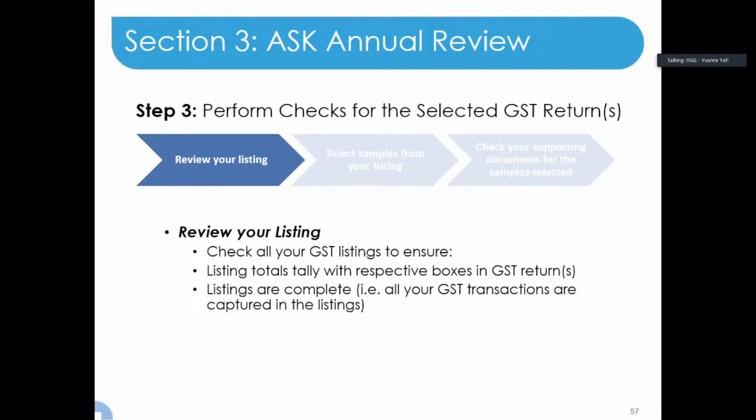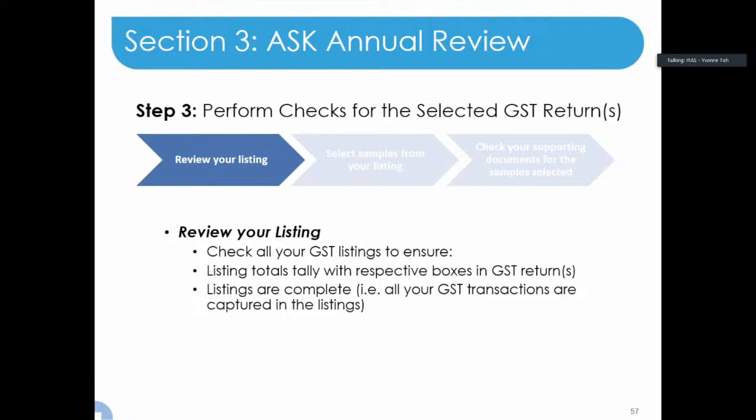So if it so happens that for the particular return that the company has selected, there is no zero rated supplies, then when you perform this review, you can actually skip the detailed checks for box 2. You just need to do it for your standard rated supplies and for taxable purchases and exempt supplies if there is any. So on a broad level, there are 3 basic processes, beginning from reviewing of your listing, selecting samples, and checking of supporting documents for the sample selected.